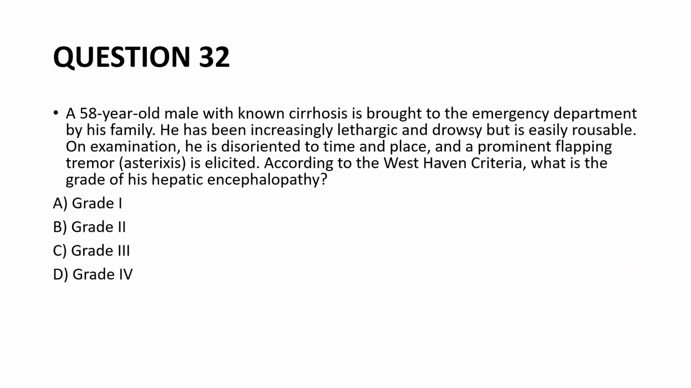A 58-year-old male with cirrhosis is brought to the emergency department by his family. He has been increasingly lethargic and drowsy, but is easily rousable. On examination, he is disoriented to time and place, and a prominent flapping tremor is elicited. According to the West Haven criteria, what is the grade of his hepatic encephalopathy? Grade 1, 2, 3, or 4? The correct answer is grade 2.